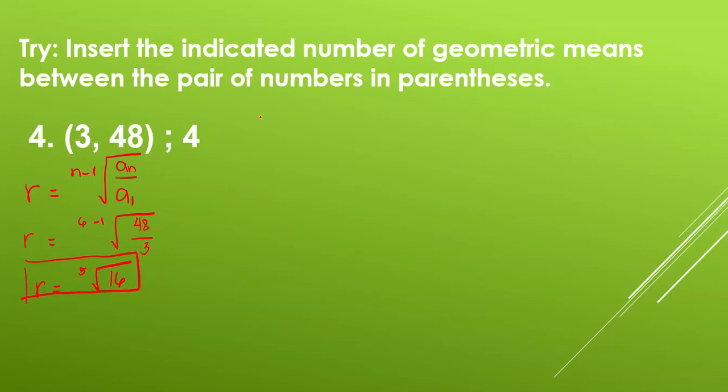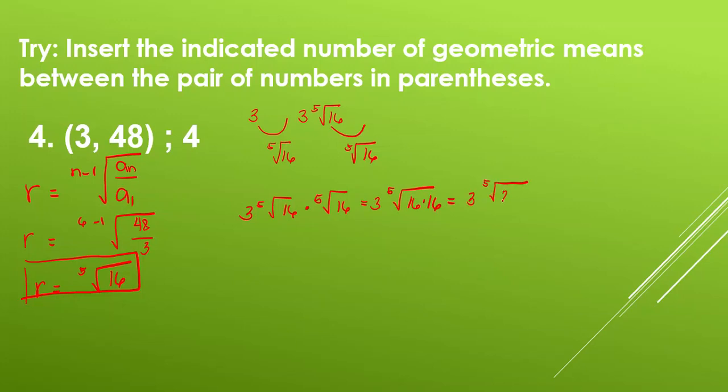Now let's use it. 3 times the fifth root of 16. That is simply 3 fifth root of 16. Next, times this fifth root of 16. I'll show you how. 3 fifth root of 16 times fifth root of 16. That is the same as 3 fifth root of 16 times 16. And that is 3 fifth root of, your 16 is 2 raised to 4.